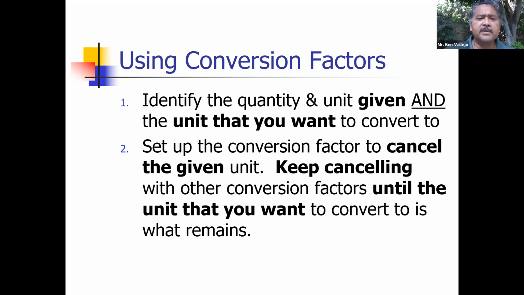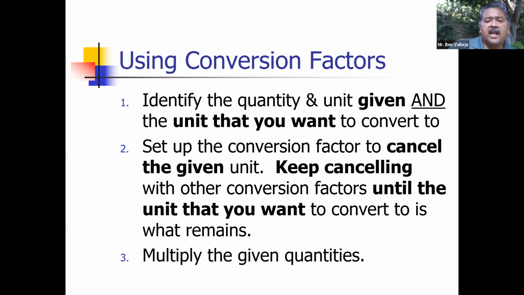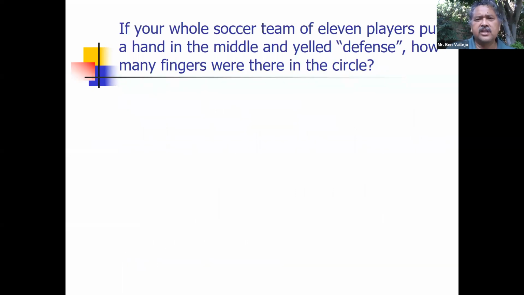And it says the second step is to set up the conversion factor to cancel the given unit. So what you do is you keep canceling and you keep putting another conversion factor in, and another, until the unit that you want to convert to is what you get at the end. And then you don't have to really worry about the numbers till the end. I mean, you have to know what quantity you start with, but then at the end, you can multiply and divide all the quantities to figure out what the actual number might be. You'll see what that means in just a second.